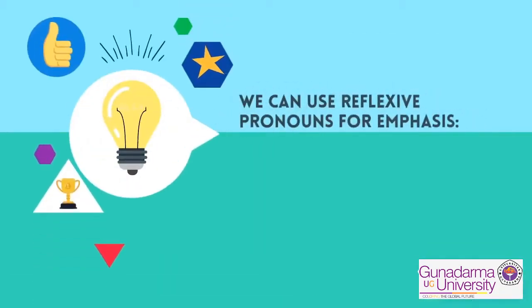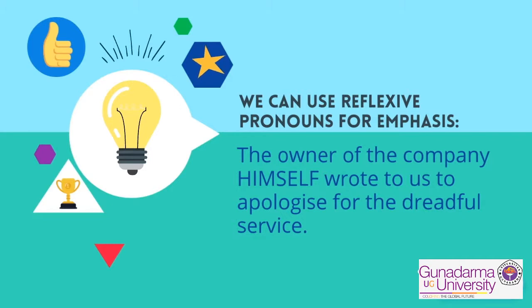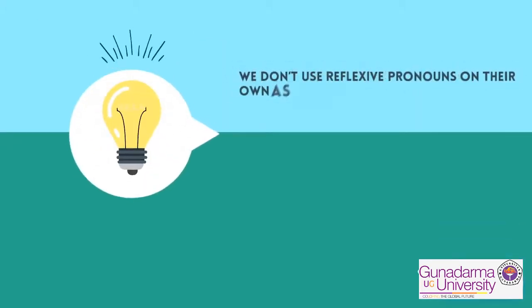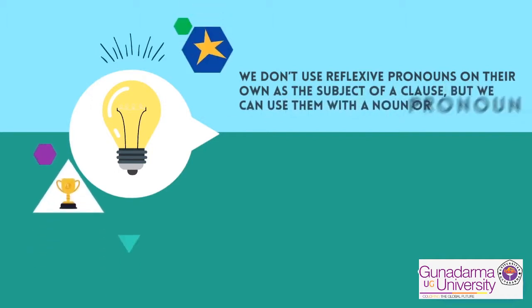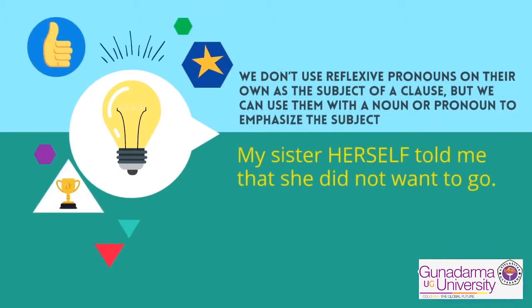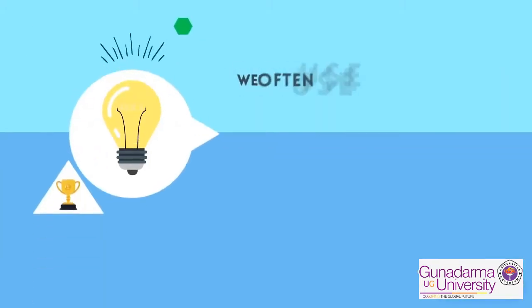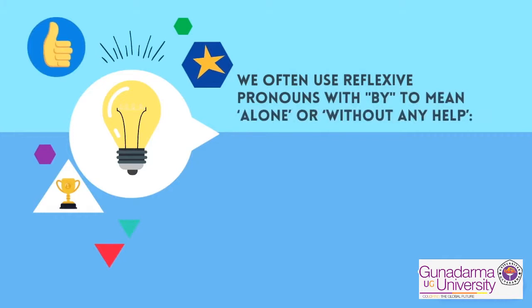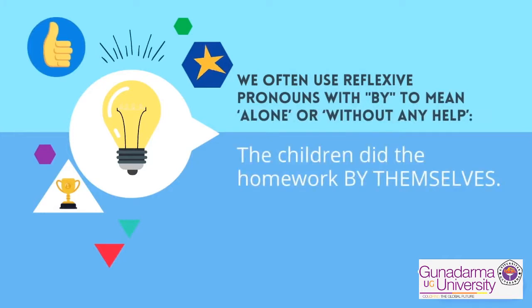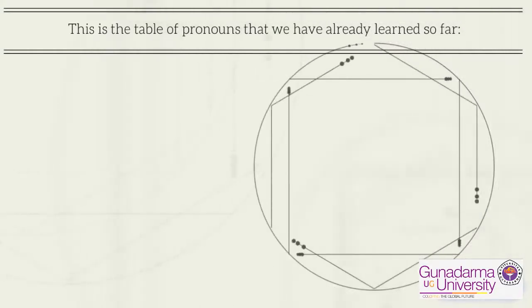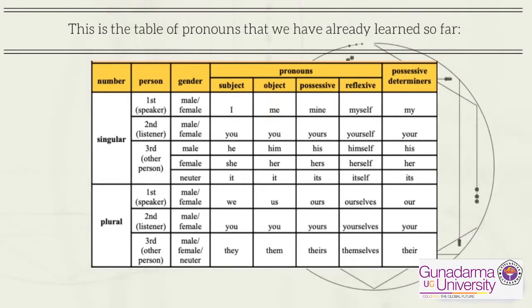We can use reflexive pronouns for emphasis. The owner of the company himself wrote to us to apologize for the dreadful service. We don't use reflexive pronouns on their own as the subject of a clause, but we can use them with a noun or pronoun to emphasize the subject. My sister herself told me that she did not want to go. We often use reflexive pronouns with by to mean alone or without any help. The children did the homework by themselves. This is the table of pronouns that we have already learned so far.